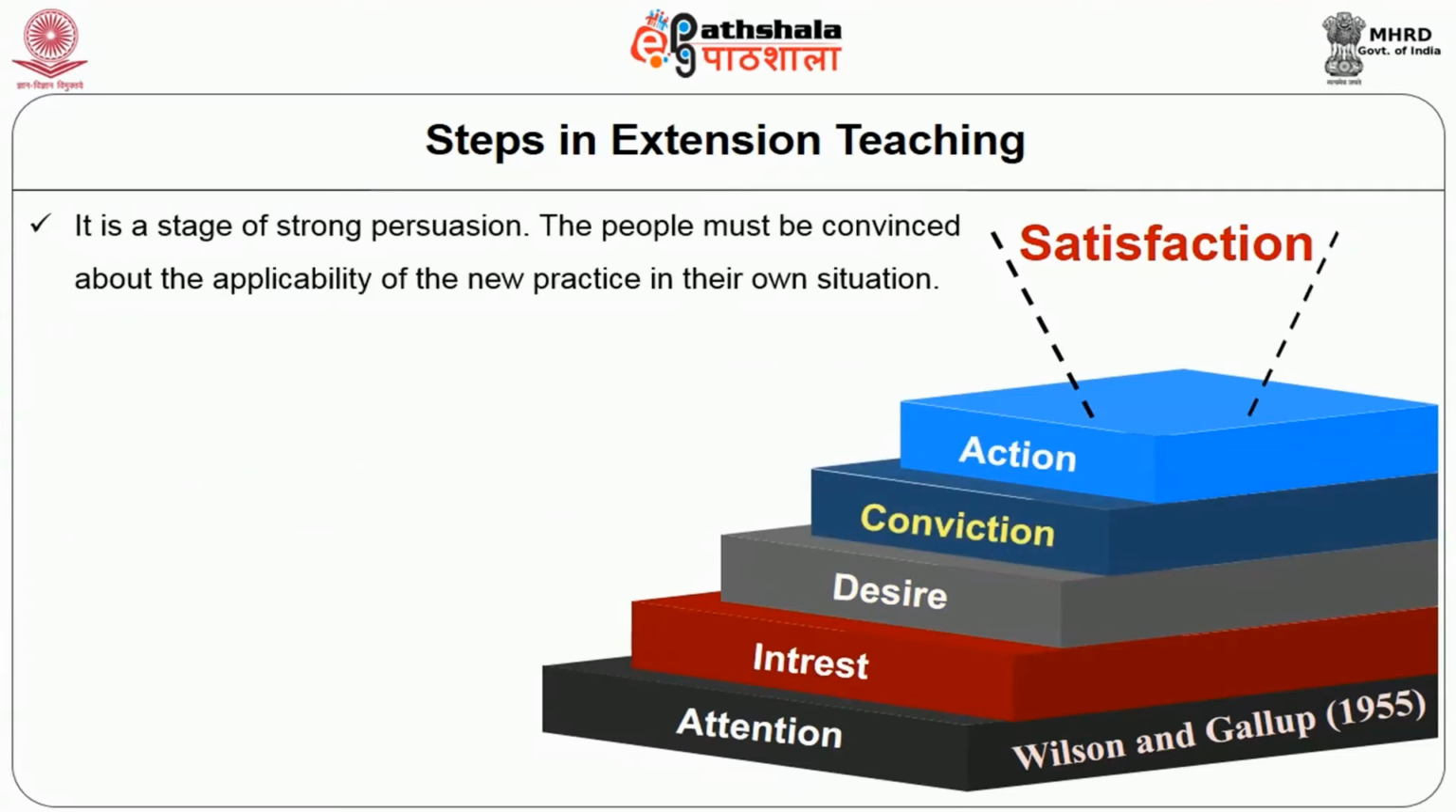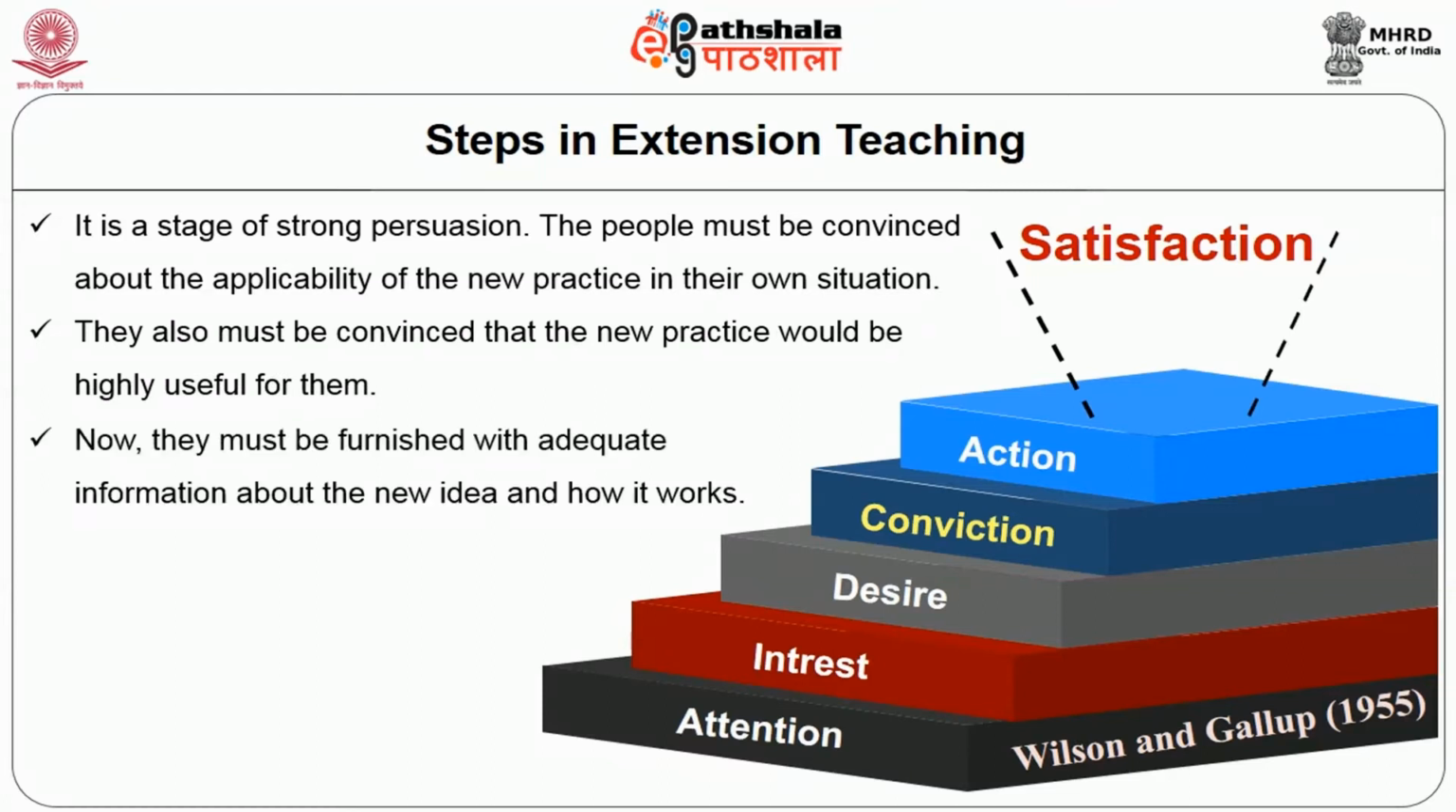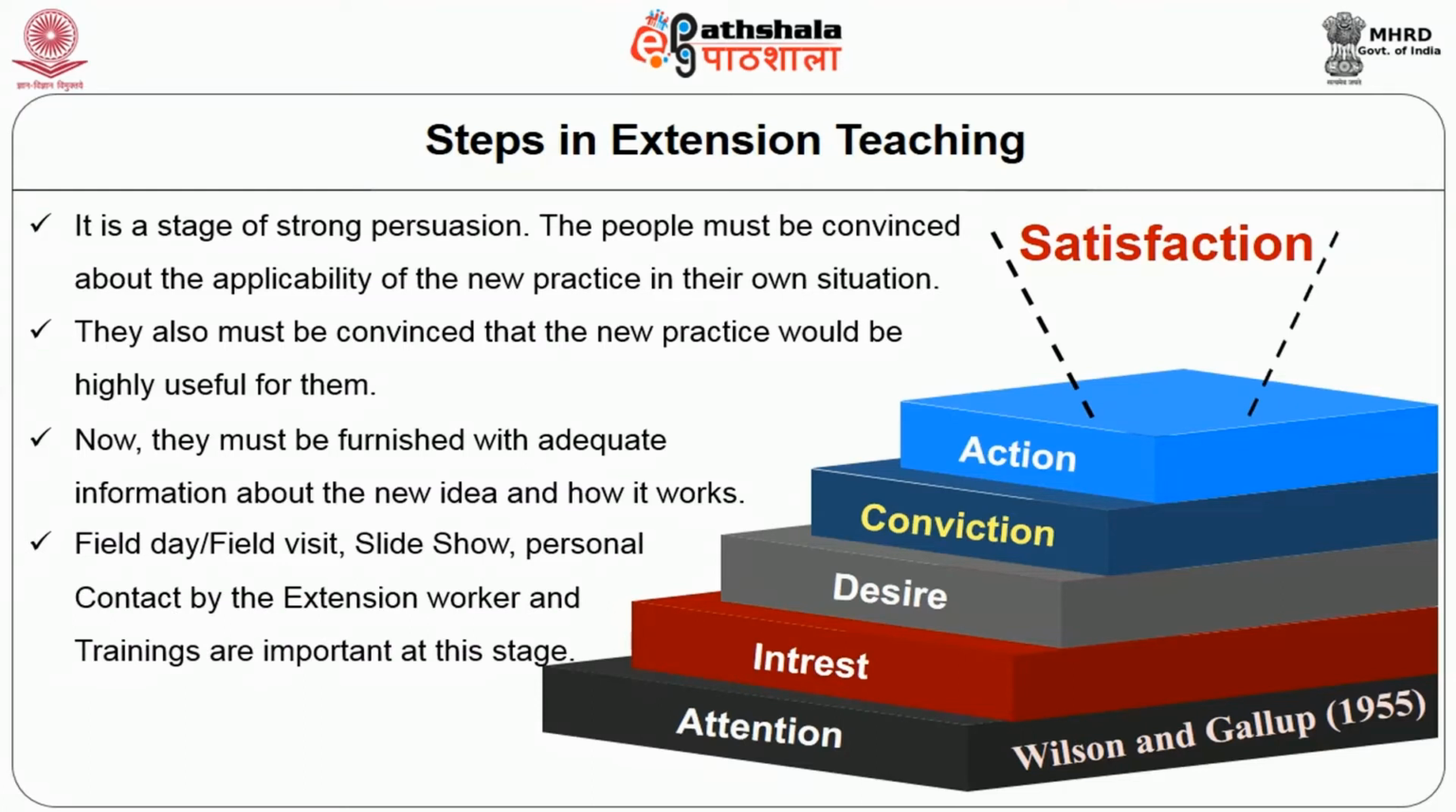The fourth stage is conviction. It is a stage of strong persuasion, where we have to convince the farmers. The people must be convinced about the applicability of the new practice in their own situation. They must also be convinced that the new practices would be highly useful for them. They must be furnished with adequate information about the new idea and how it works. Field days or field visits, slide shows, personal contact by extension workers and trainings are important at this stage.